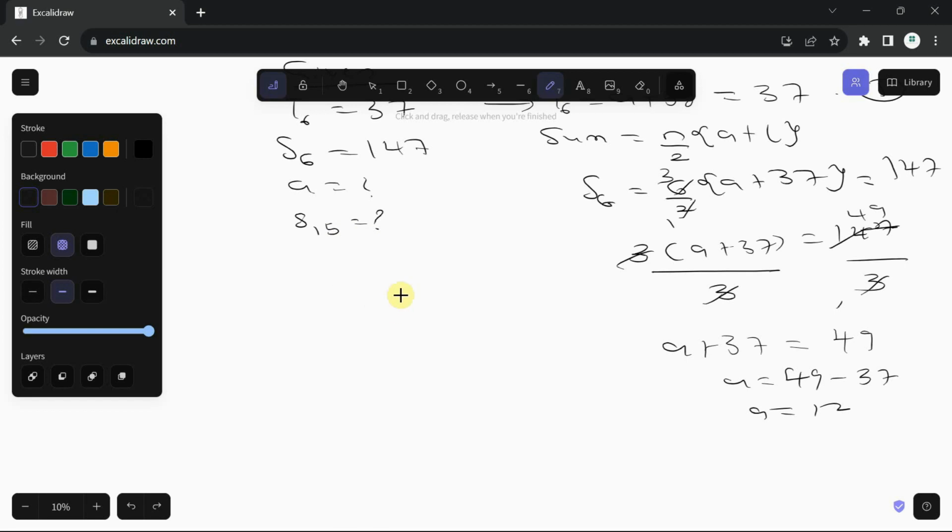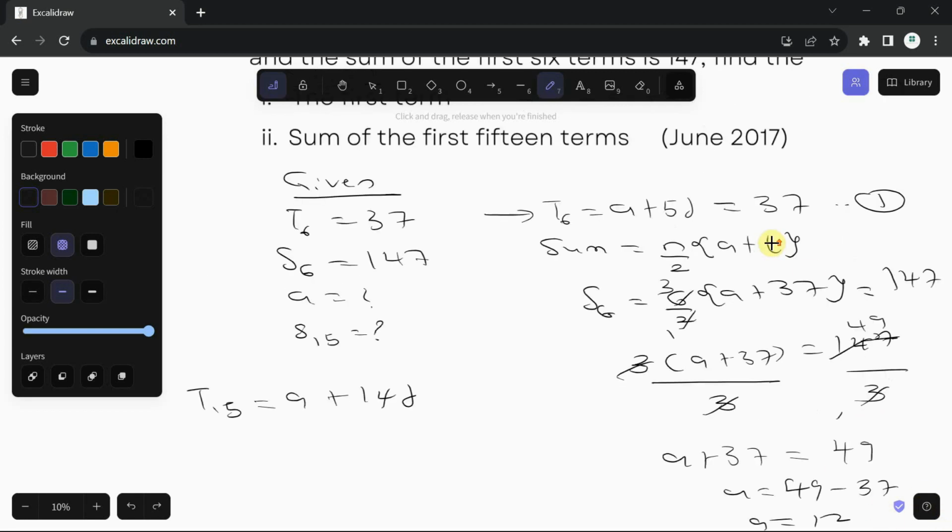If I use this formula, that means I need to know what the 15th term is, because the l will be T15. So T15 is a + 14d. We know the a, but do we know the d? No, we don't. But we have this equation here.